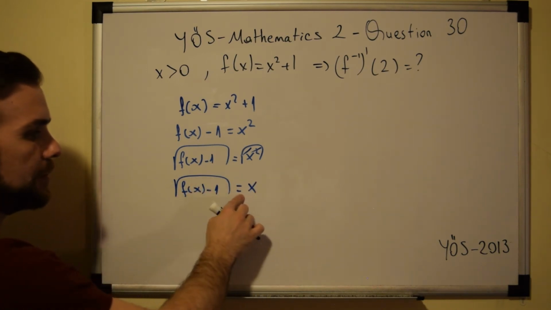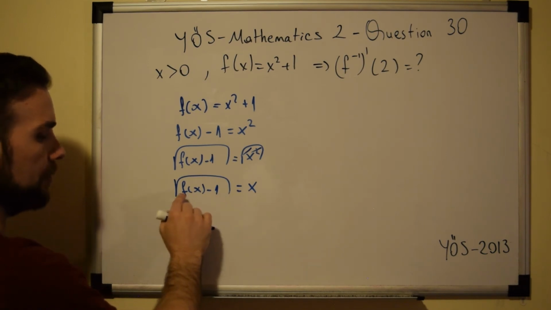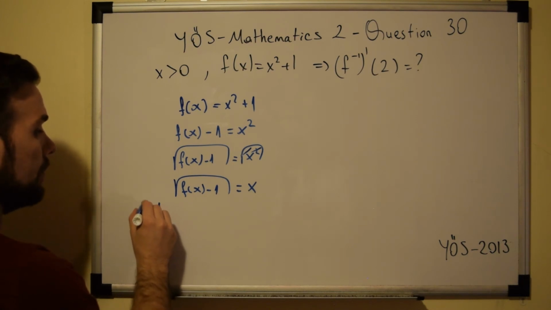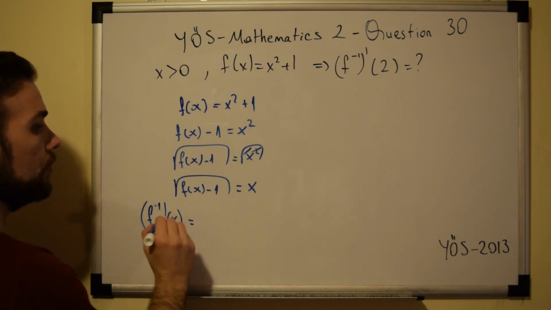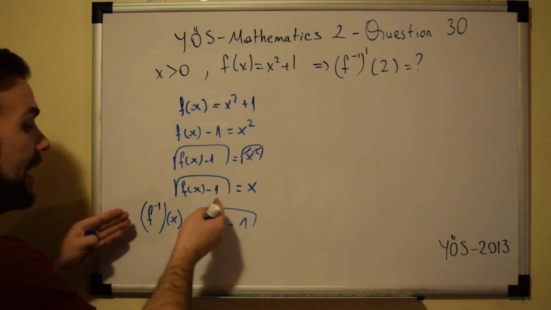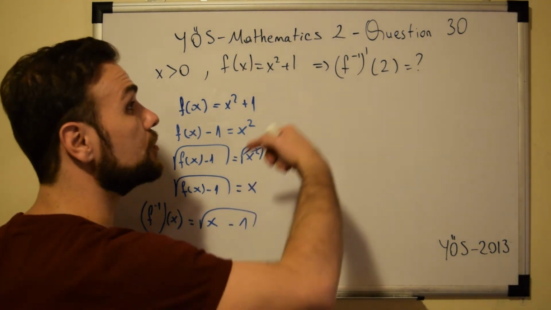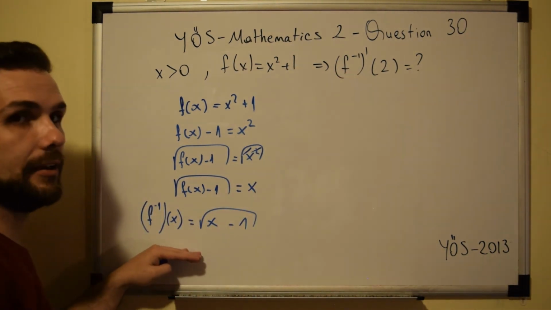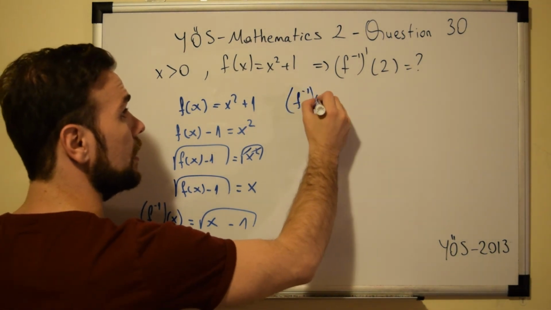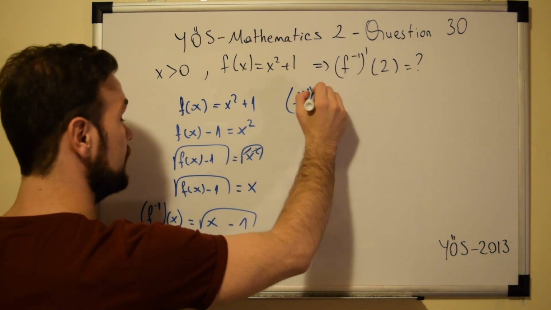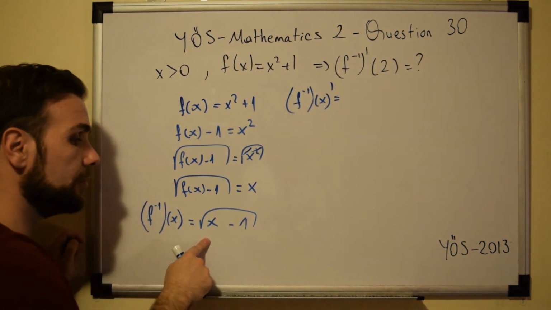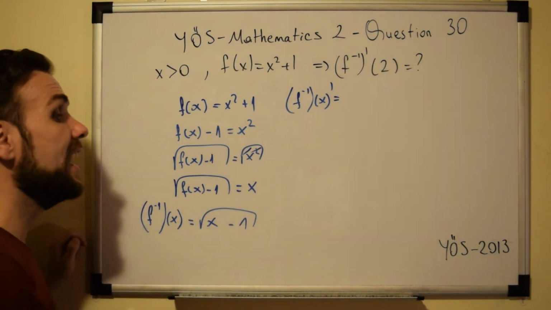And now we just substitute f(x) with x. So the inverse of f(x) is equal to the square root of x minus 1. Now, as we found the inverse of f(x), we will try to find the derivative of the inverse of f(x). So we have the inverse of f(x), and now we are trying to find its derivative. So what is another way of writing the square root of x minus 1?